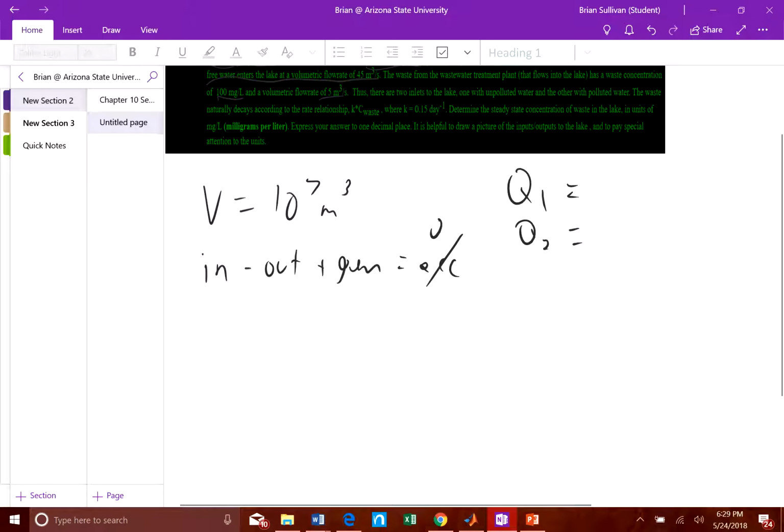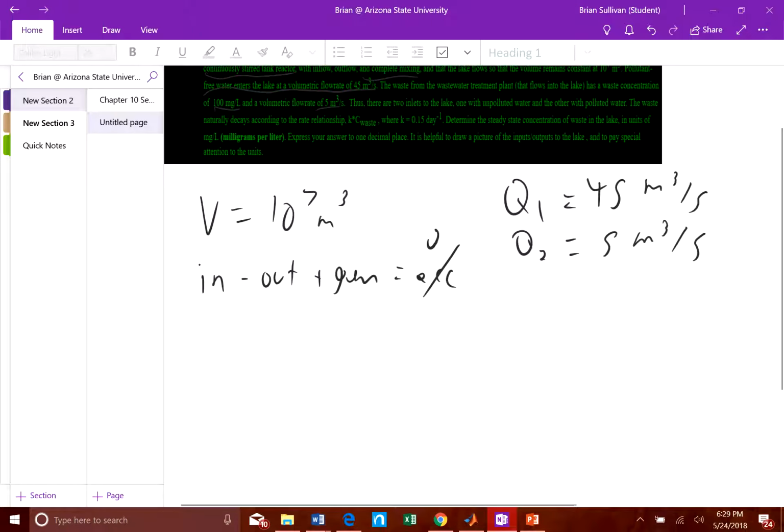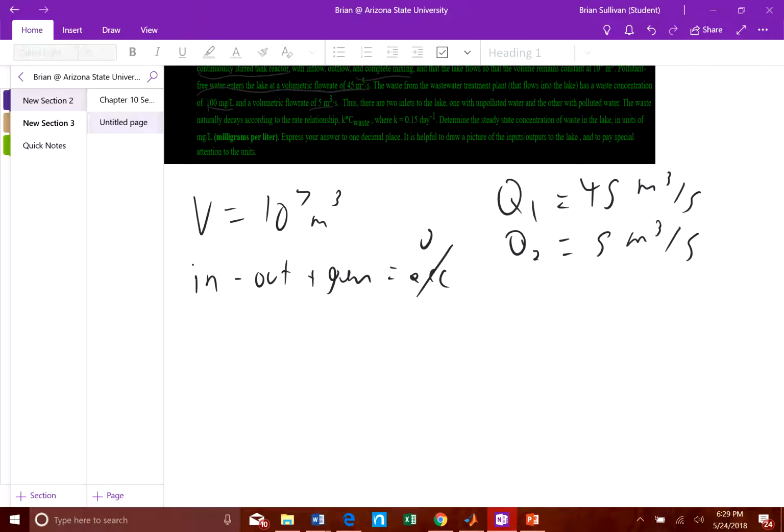Okay? So the first one, they said from just a river coming into the lake, it's 45 meters cubed a second. And you've got 5 meters cubed per second coming out of the plant. So those are our ins. Now we have to have our ins in terms of moles because this is a material balance. So we want Q1 times C1 plus Q2 times C2. Concentration of the pollutant coming in from the river is 0, so C1 is equal to 0, and that goes to 0.